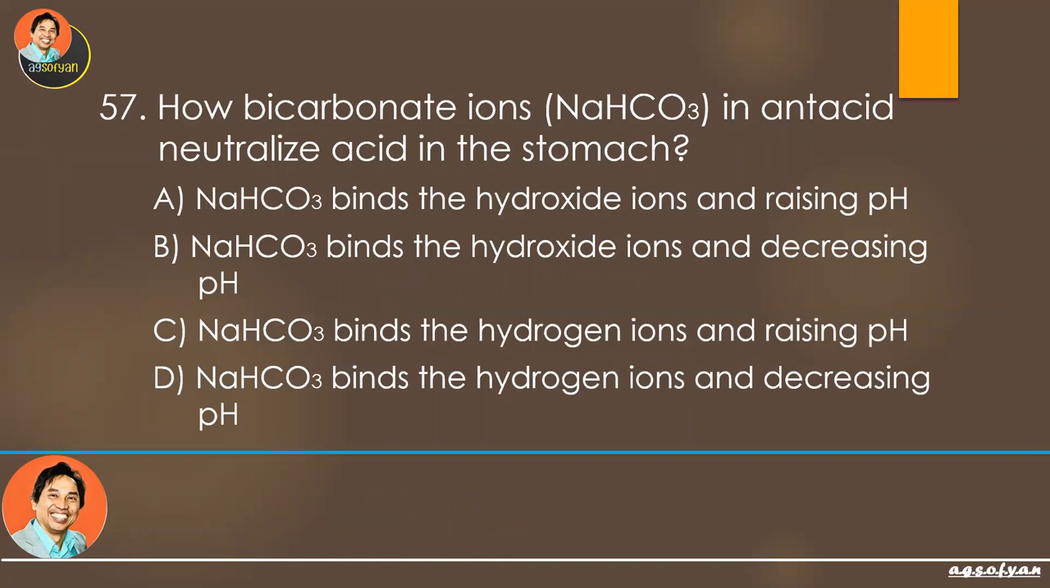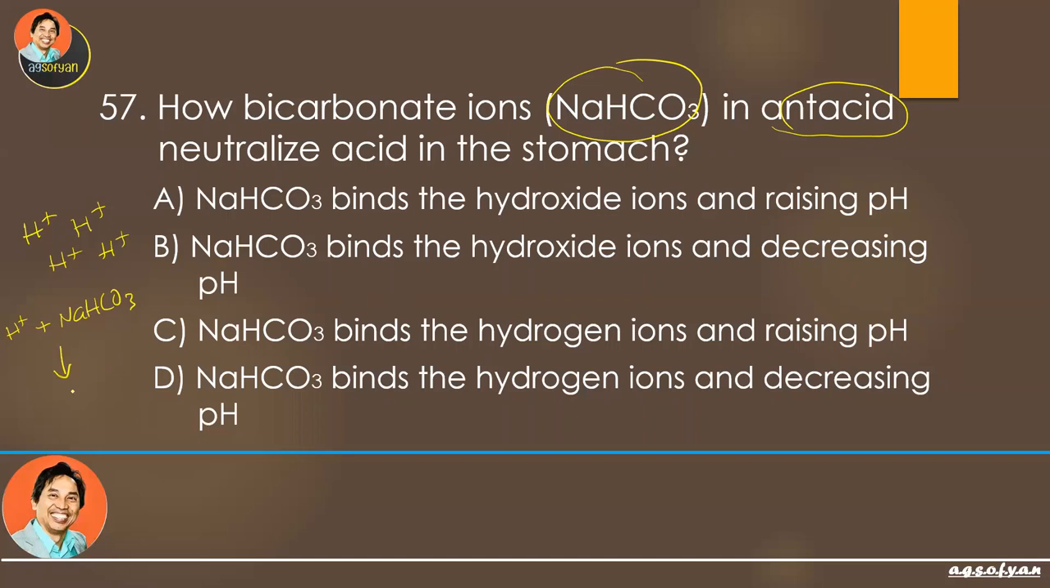How do bicarbonate ions, sodium bicarbonate, in antacids neutralize acid in the stomach? If you have heartburn, sometimes you take an antacid, and antacid has this component, sodium bicarbonate. How do these antacids remove acid? Remember, when we have a lot of acid, it means that we have a lot of hydrogen ions. This one has to be neutralized. It has to be removed. Look at this one. So this extra strong acid will be combined with this sodium bicarbonate.